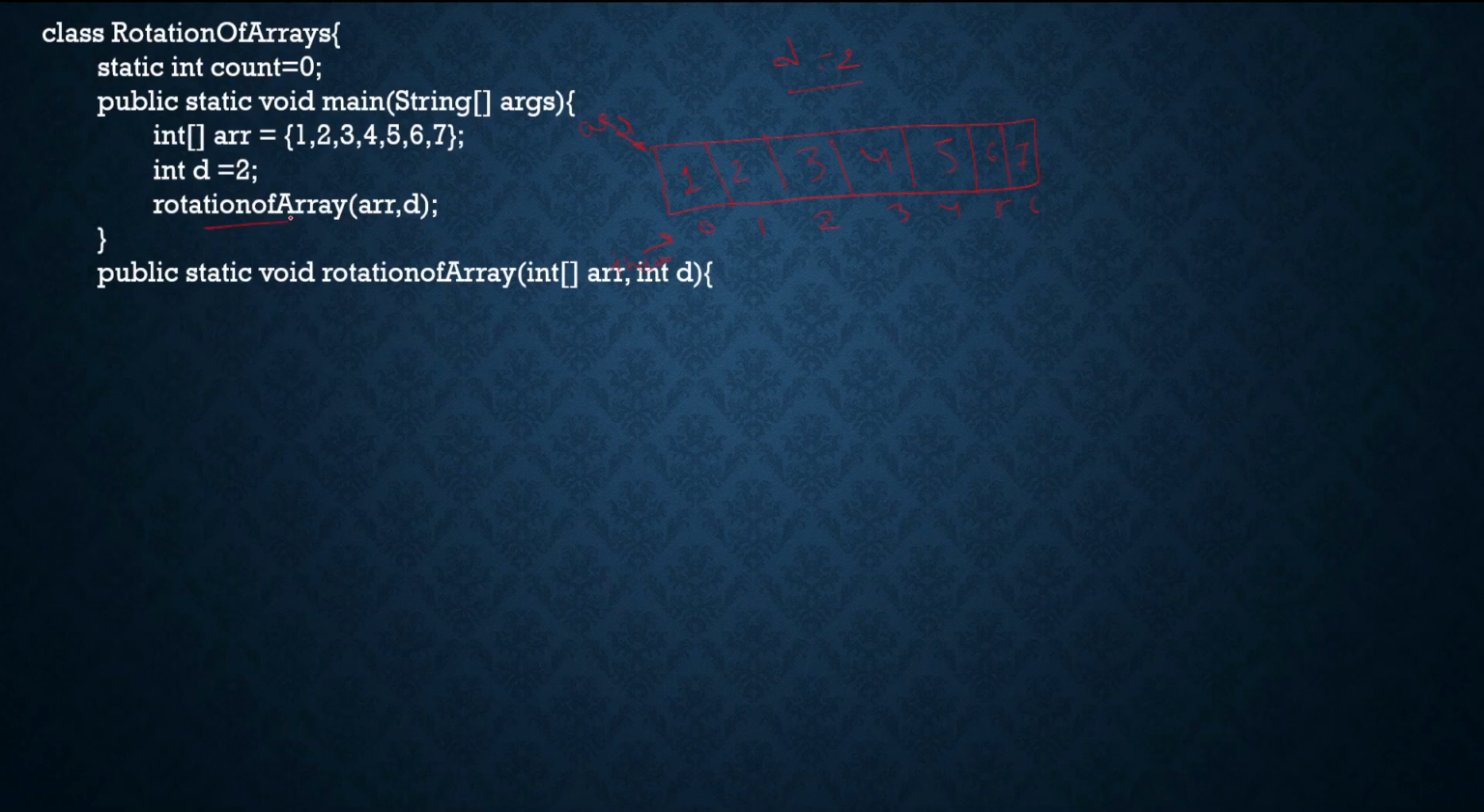So for that we will call a method which is rotation of arrays in which it will take input as array and distance as D. We need to count the length. There is one inbuilt functionality which will give you the length of that array, which is arr.length. And for that particular length, you need to create a temporary array because at the time of creating array, you need to specify the length as well.